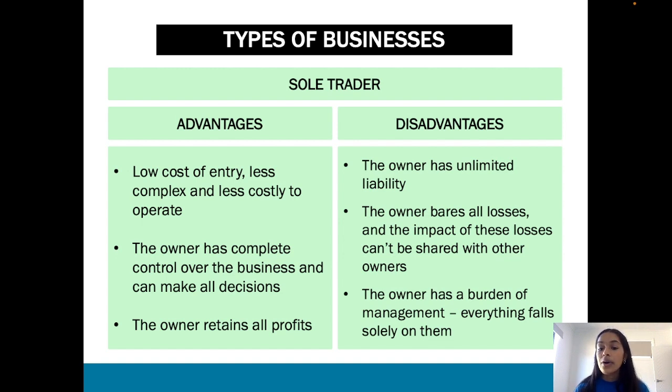So, since they are one owner, they have to sort of be the one who bears and suffers all of the losses. And then also they have the burden of management. So it can be quite a lot of stress and burden on them since they're responsible for everything. They're responsible for making the decisions, sort of running the whole business. And so that can be quite a lot. And so that is quite a significant burden on just one person.